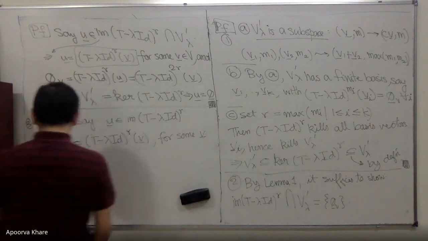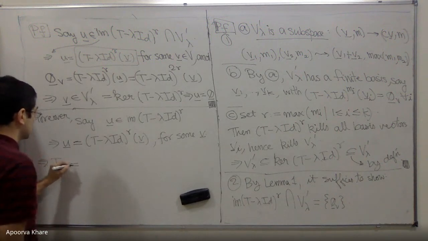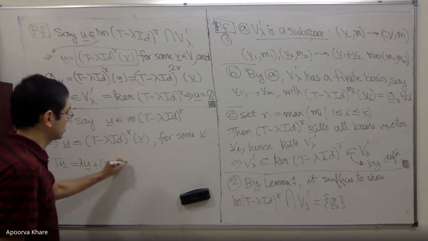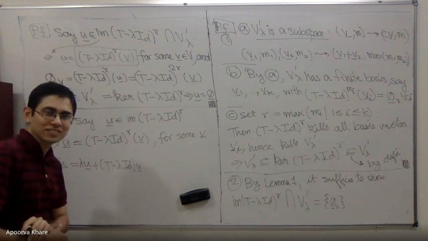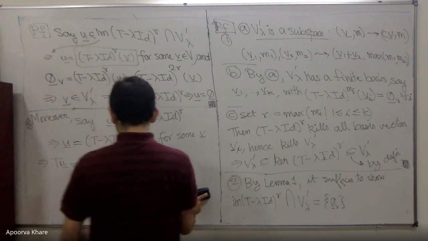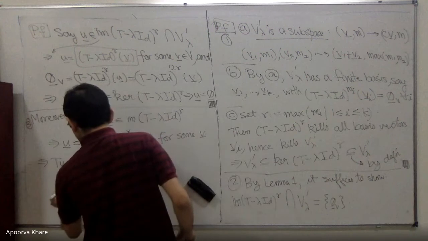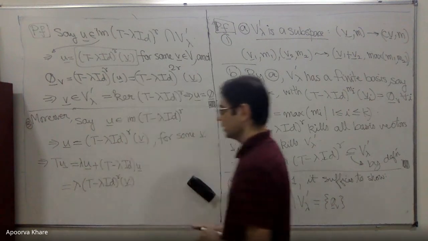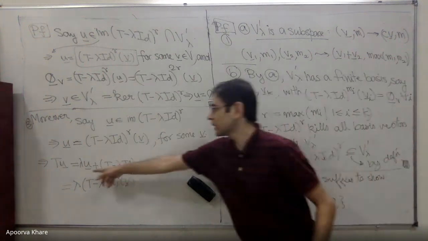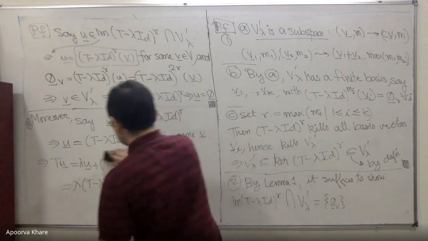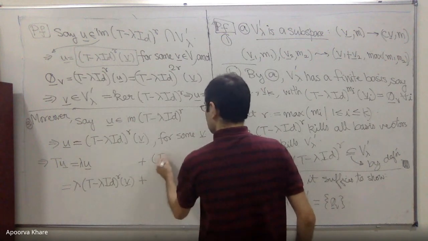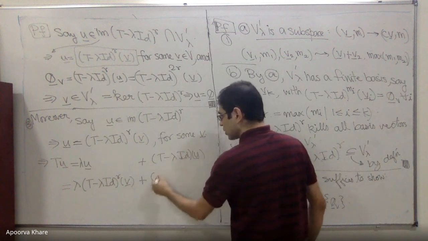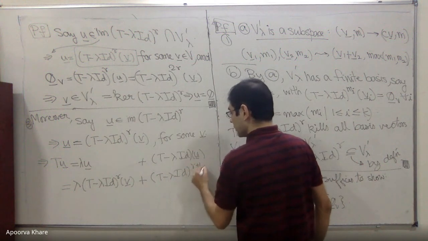Let's look at TU. I want to prove TU is also in the image, right? So TU is lambda U plus (T minus lambda identity) times U. And (T minus lambda identity) times U is equal to... Okay, now the first thing you see, U is indeed here. It's lambda, so this is just the definition of U, plus (T minus lambda identity) to the R times one extra power, so R plus 1 times V.